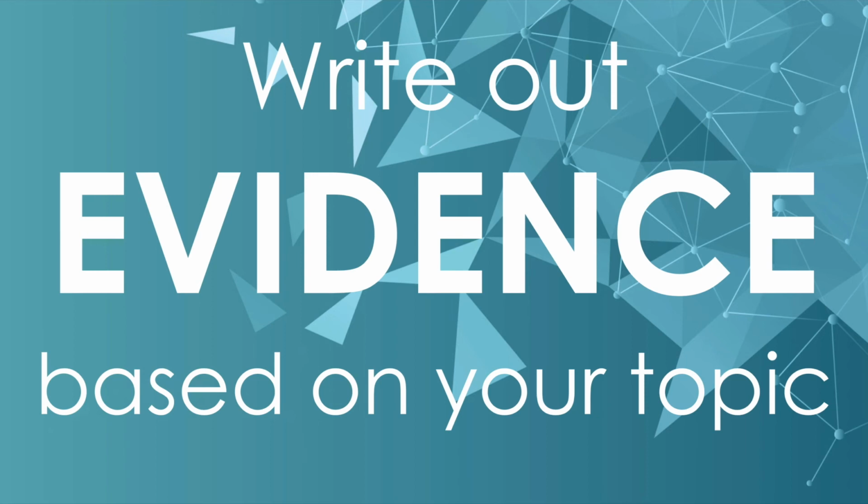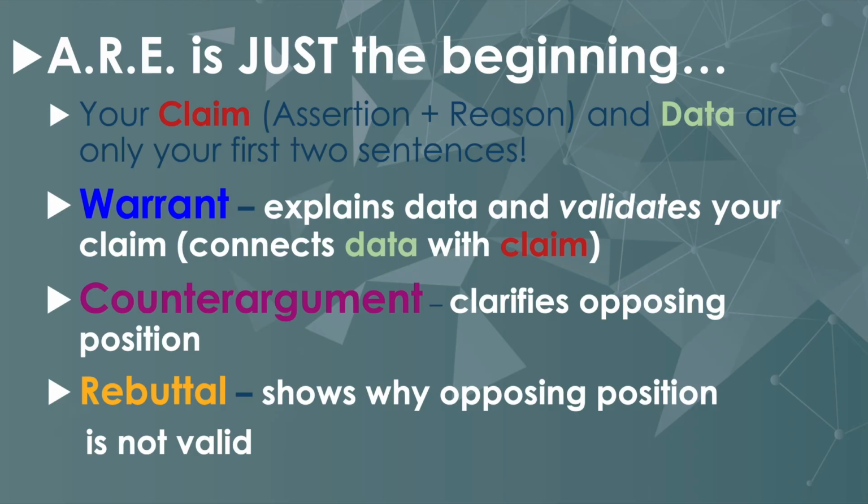So you've built your argument, and that's awesome, but you're not done. ARE is just the beginning. So you have your claim, your assertion plus your reason together, and your data. Those are only your first two sentences, whether you're giving a verbal argument or a written argument. But what comes next? What comes next is your warrant.